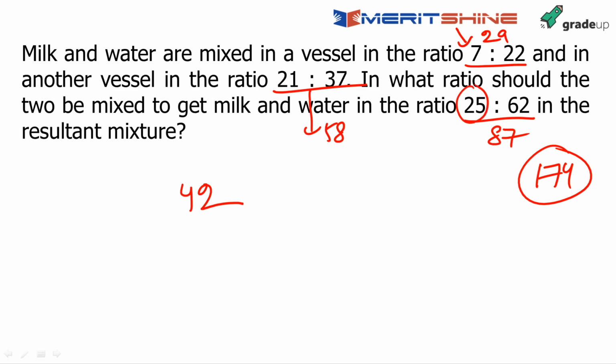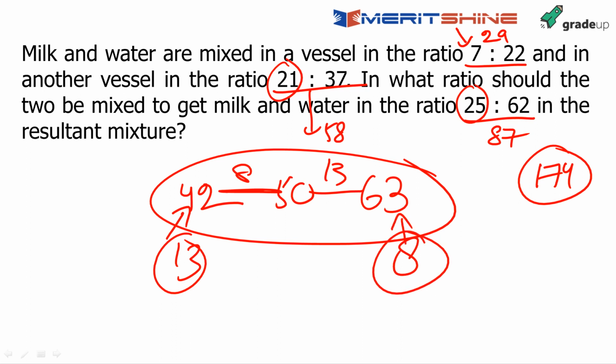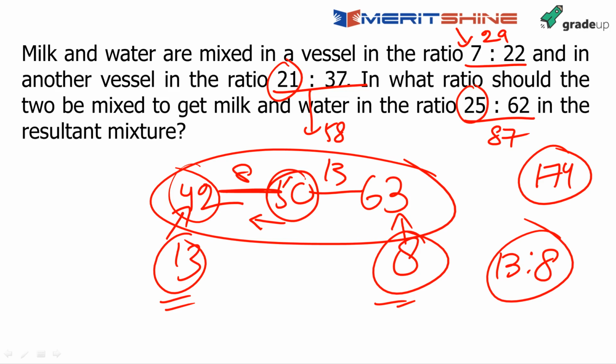Fine. 25 into 2, because 87 into 2 gives you 174, so 25 into 2 gives you 50. Look at this 21. 21 into 3 gives you 63. So these are the three numbers that you write if you write at all. You do not need to write anything else. This difference 8, this difference 13. Fine. So 13 gets allocated here and 8 gets allocated here. Why? Because of that bias thing. This 50 is tilted towards 42. So the bigger number would go towards 42. So the answer would be 13 is to 8. Practice this, you will get it mentally. You would not need to do anything here. Absolutely not. Fine.